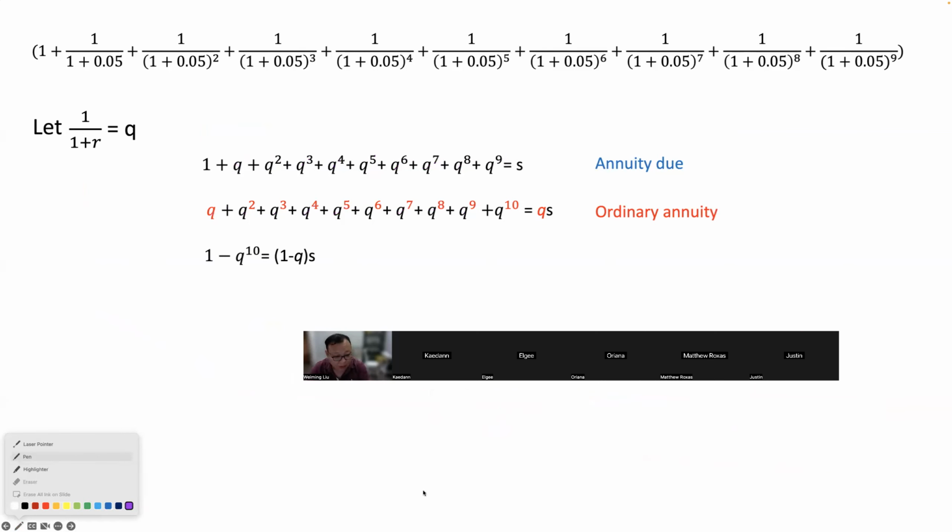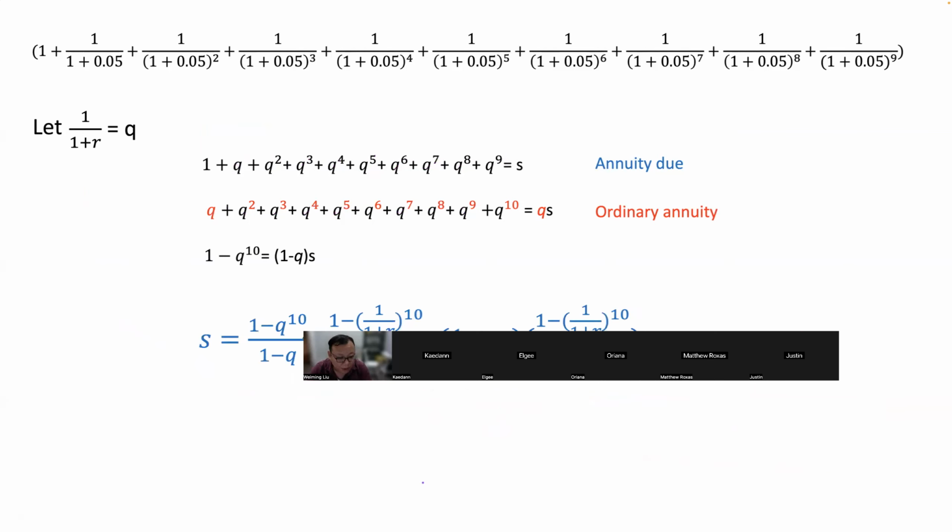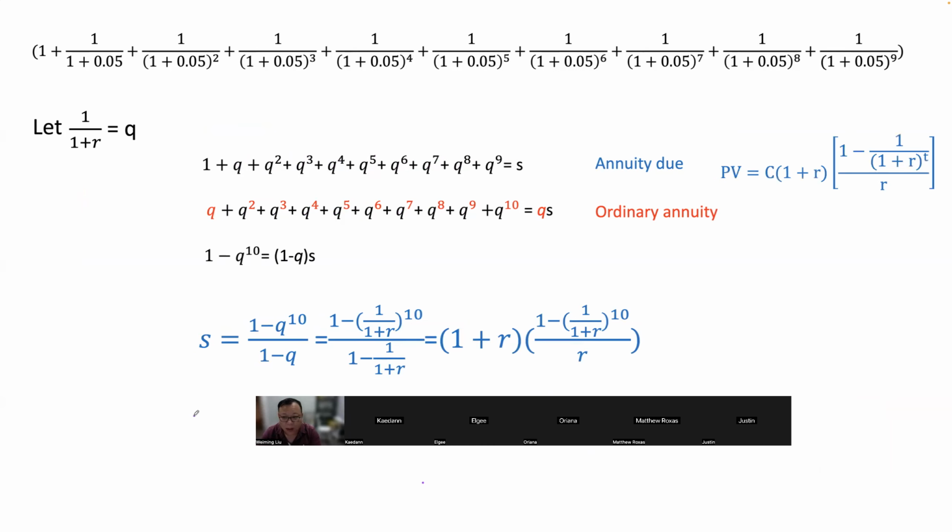Okay, so now let's solve this one. S is the annuity due here, and the ordinary annuity is just a little bit different. The only difference is the 1 plus R. For annuity due, it contains the additional factor 1 plus R, but for the ordinary annuity, there's no 1 plus R. That's the only difference.